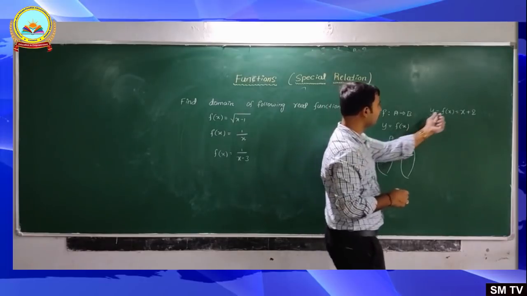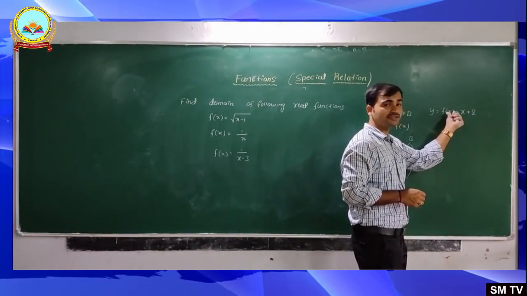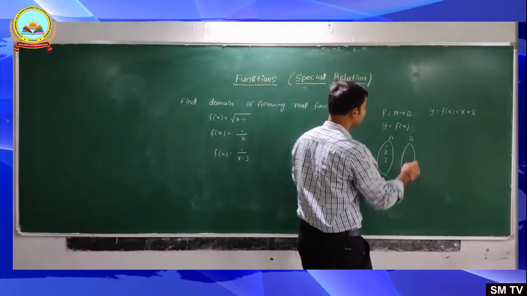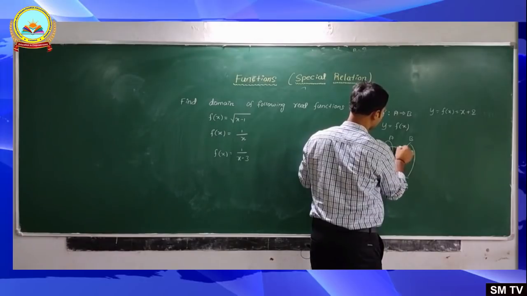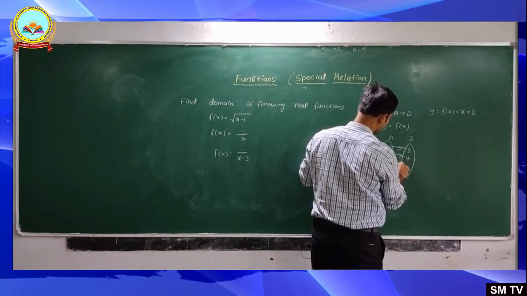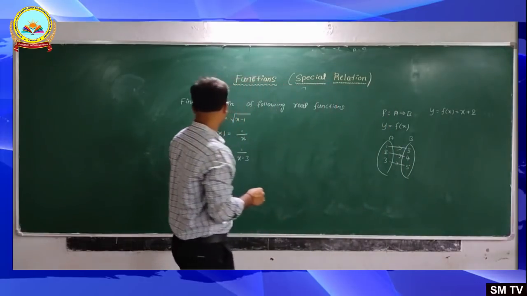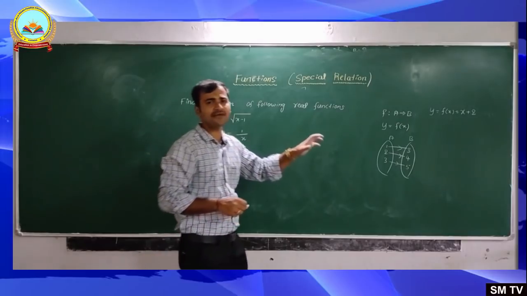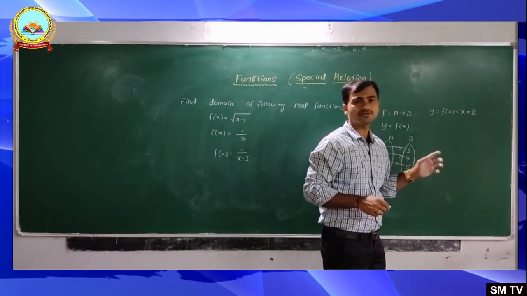If you give 1 as input inside the f function, x is input. What will be the output? If you give input as 1, output will be 3. If you give input as 2, output will be 4. Input as 3, output will be 5. So this is what we write, y is equal to f of x is equal to some value. Either you can write y is equal to this or f of x is equal to this.